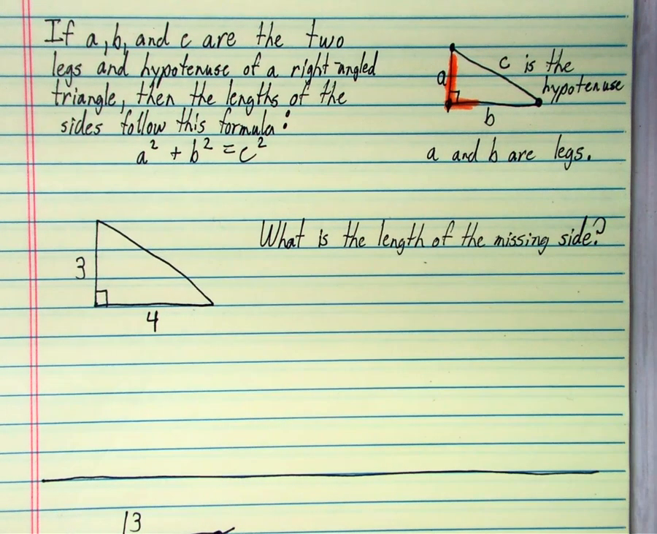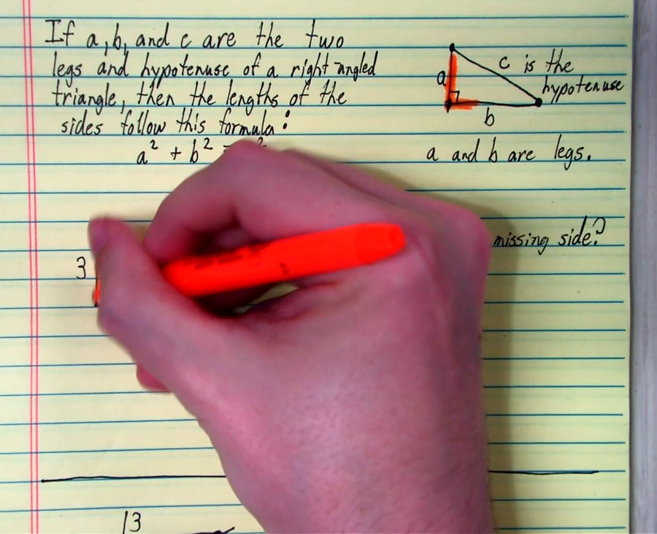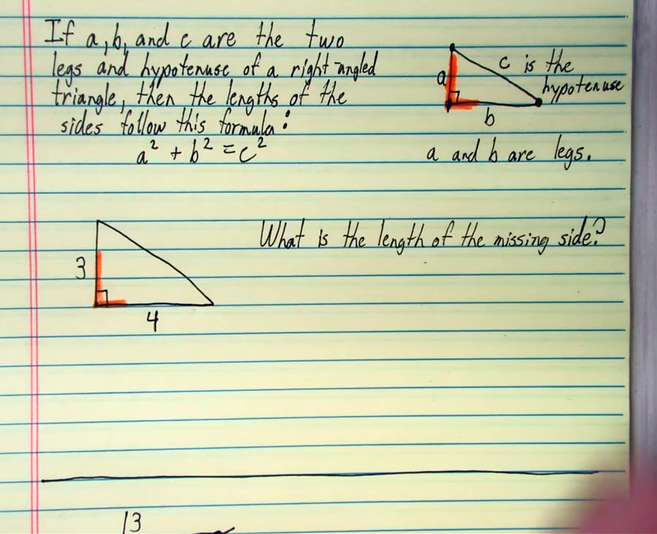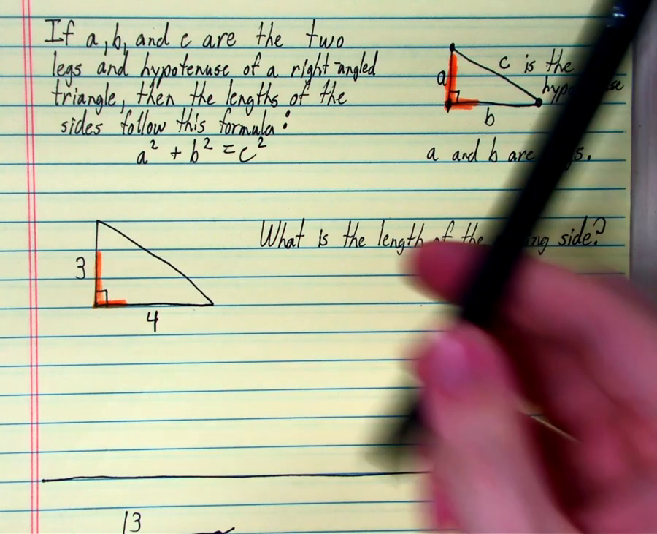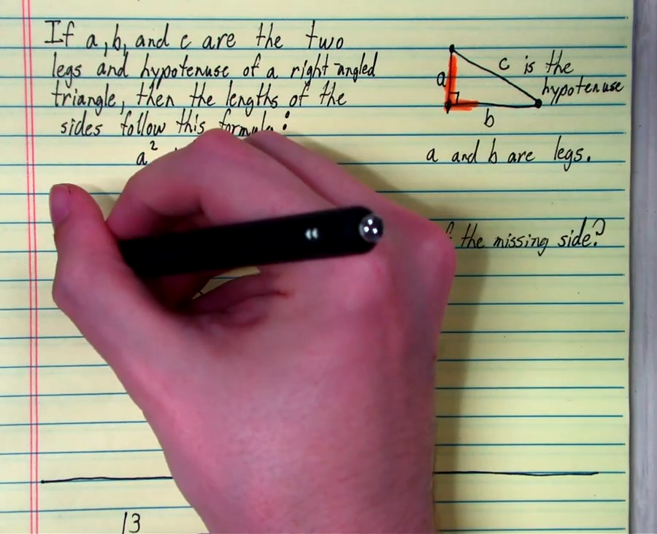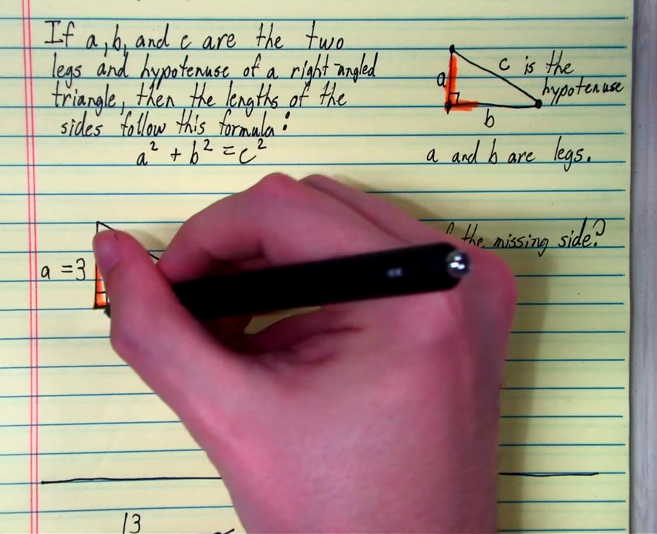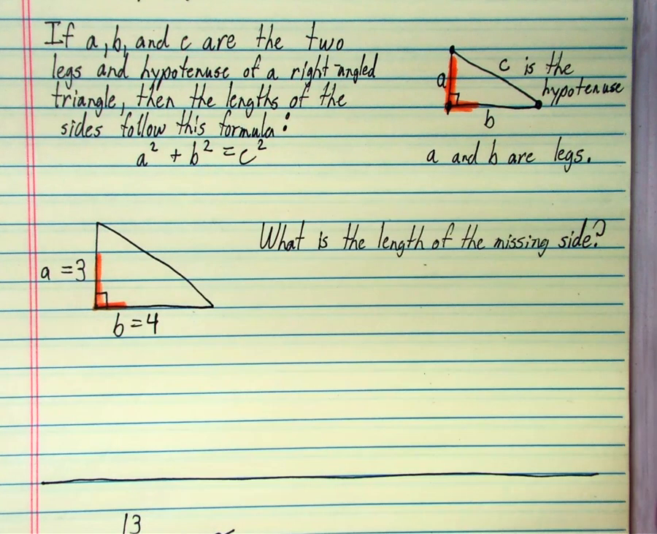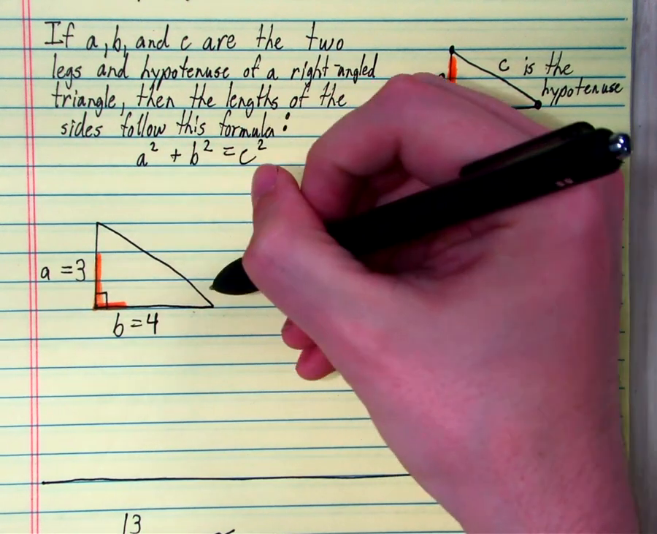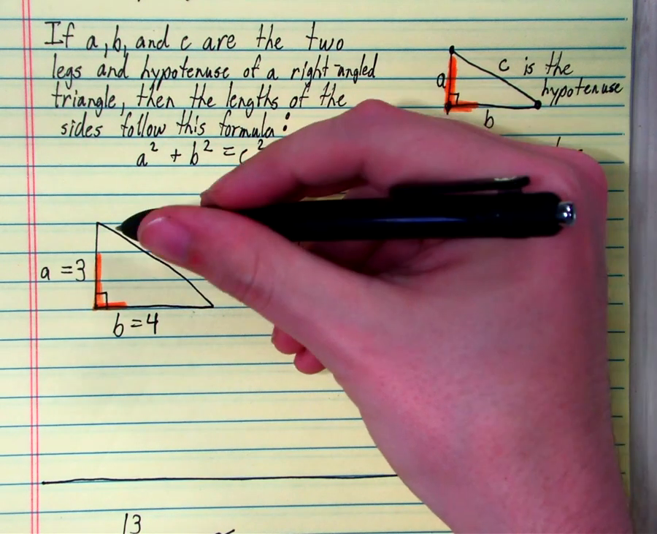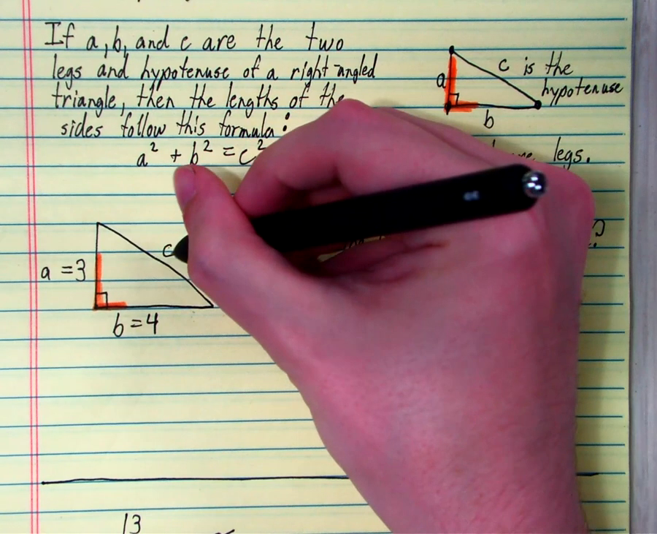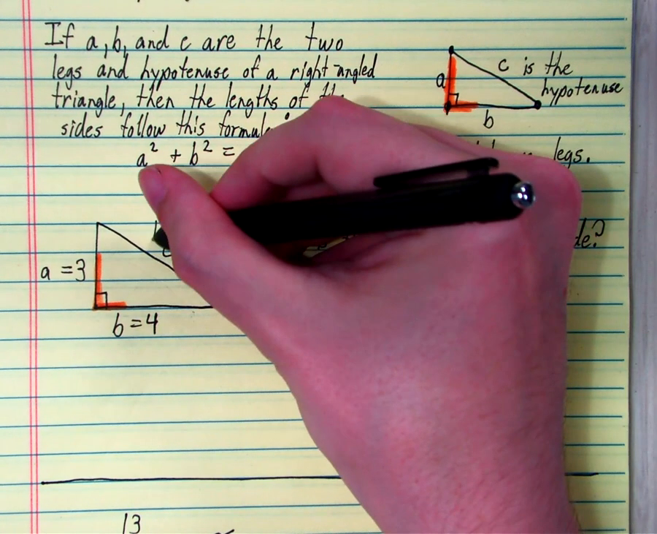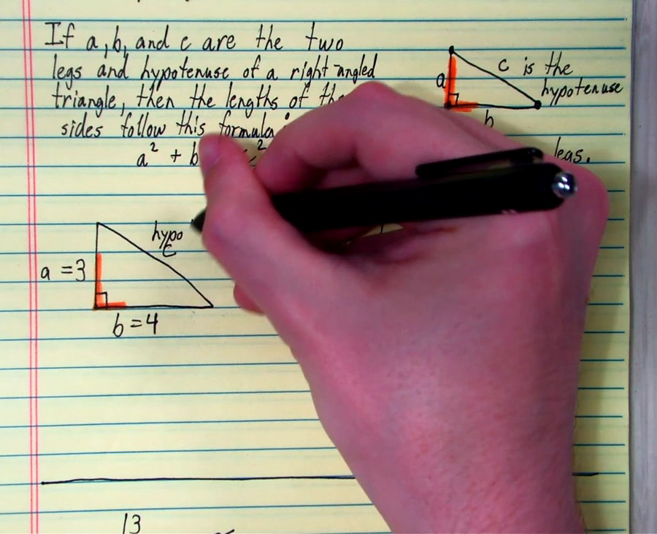I see that the 3 and the 4 make the letter L. So I know 3 and 4 are the legs, and I can label them as a and b. This other side that isn't making the L, the diagonal side in this case, we're going to call it c, and as a reminder, it is the hypotenuse.